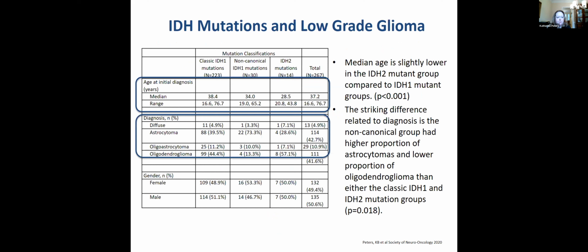for those patients. And when we did a statistical analysis for those groups, we found that the median age was slightly lower for the IDH2 mutated groups. And there was a striking difference in the diagnosis for the non-canonical group, which had a higher proportion of astrocytomas and a lower proportion of oligodendrogliomas, compared to the classic IDH1 mutations. And this is typified here: again, our IDH2 patients were actually quite a bit younger and it was statistically significant. And our patients that had the non-canonical mutations tended to be more enriched with the astrocytoma subtype.